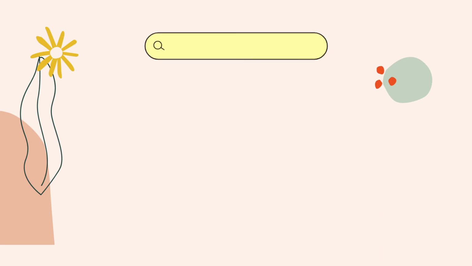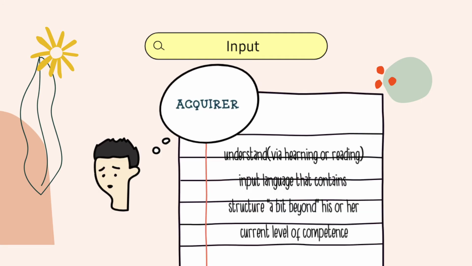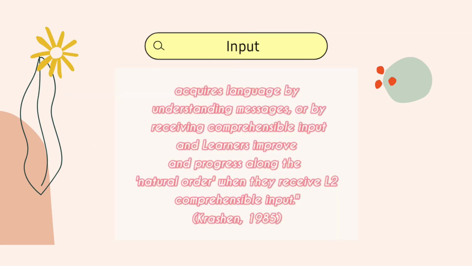Now we are in the input hypothesis. An important condition for language acquisition to occur is that the acquirer understands, via hearing or reading, input language that contains structure a bit beyond his or her current level of competence. Humans acquire language by understanding messages or by receiving comprehensible input, and learning improves and progresses along the natural order when they receive L2 comprehensible input. Krashen, 1985.